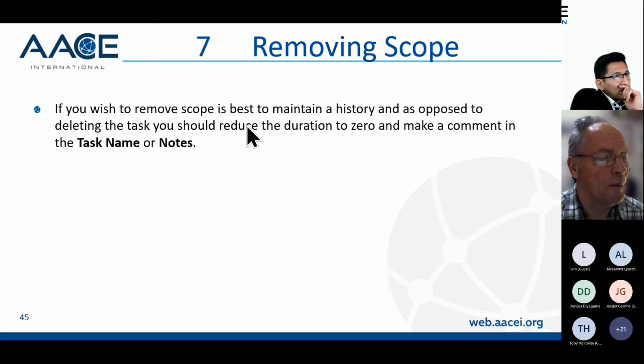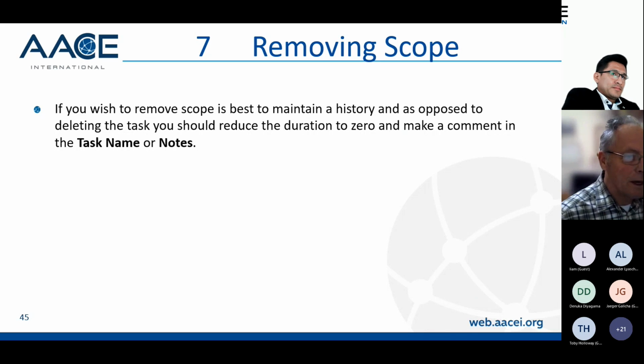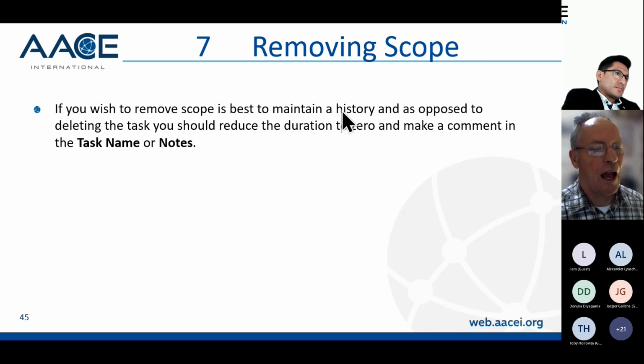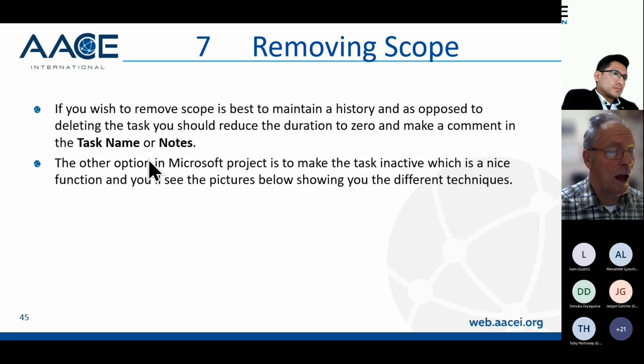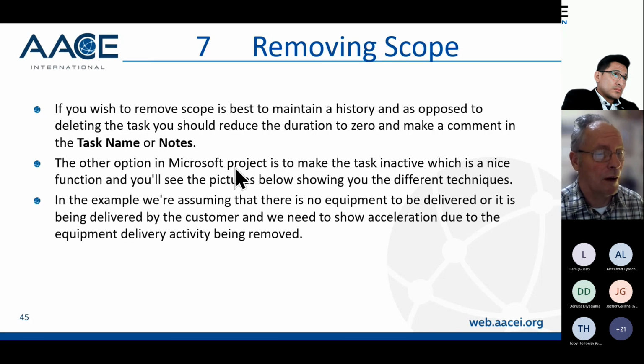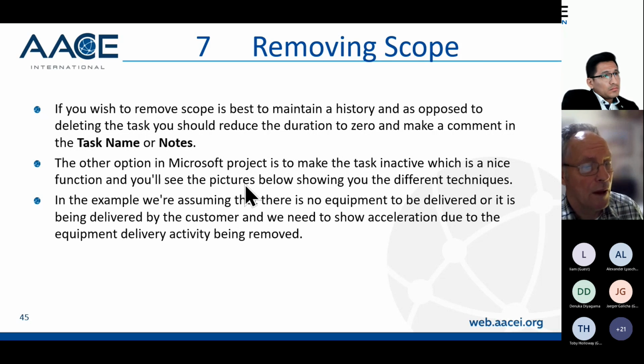Finally, removing scope. If you want to remove scope, often you remove scope and that will reduce the duration. You need to make sure you maintain history, and I don't believe you should delete the task. You can reduce the duration to zero, and make a comment in the task name or notes. And the other option is to make the task inactive, which is a nice function, but it messes up the float calculation. So I've got a couple of pictures showing both of these.